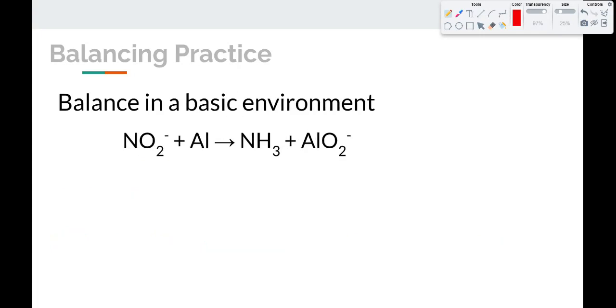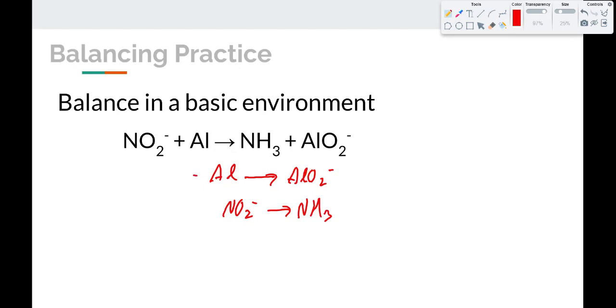Next, balance this in a basic environment. Again, stop the video, try it yourself, and then check your solution. So I'm going to split into half reactions. Aluminum makes AlO2 minus, and NO2 minus makes NH3. Aluminum is balanced already, that's fine.